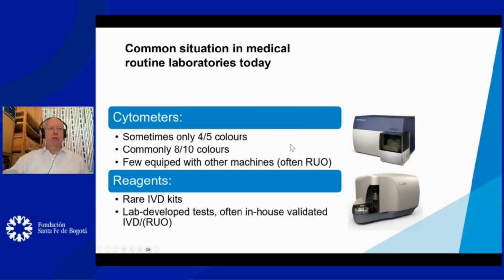The reagents in majority of laboratories is IVD, but not in flow cytometry. In flow cytometry, IVD test kits are very rare, and most laboratories use lab-developed tests, often in-house validated. And this way they use also research use only test kits, and this brings a lot of regulatory problems with the IVD regulation in these countries.